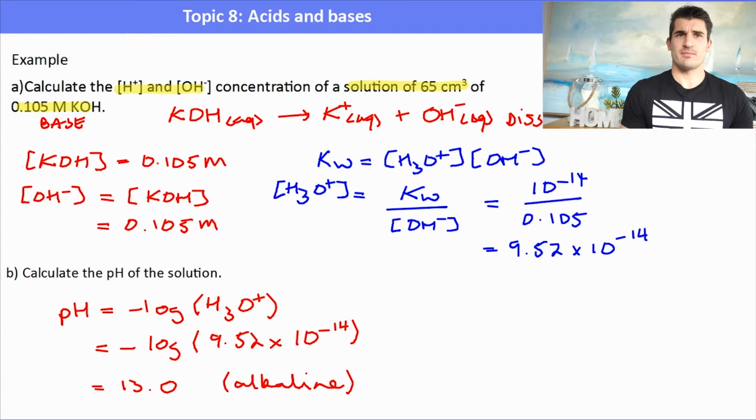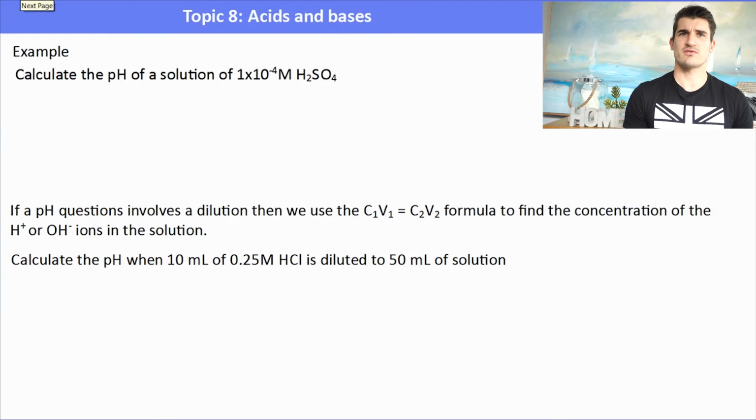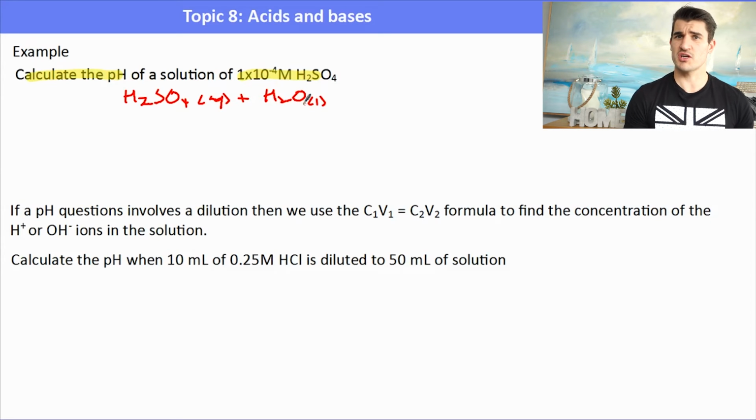Okay, another couple of examples. Calculate the pH of a solution of 1 times 10 to the minus 4 molar sulfuric acid. Now, sulfuric acid is a little bit different. It's a diprotic acid, which means it can donate 2 protons. That means that when it ionizes in water, it will form 2 hydronium ions. So the concentration of H3O plus is going to be double the concentration of H2SO4. It's like a 2-to-1 relationship.